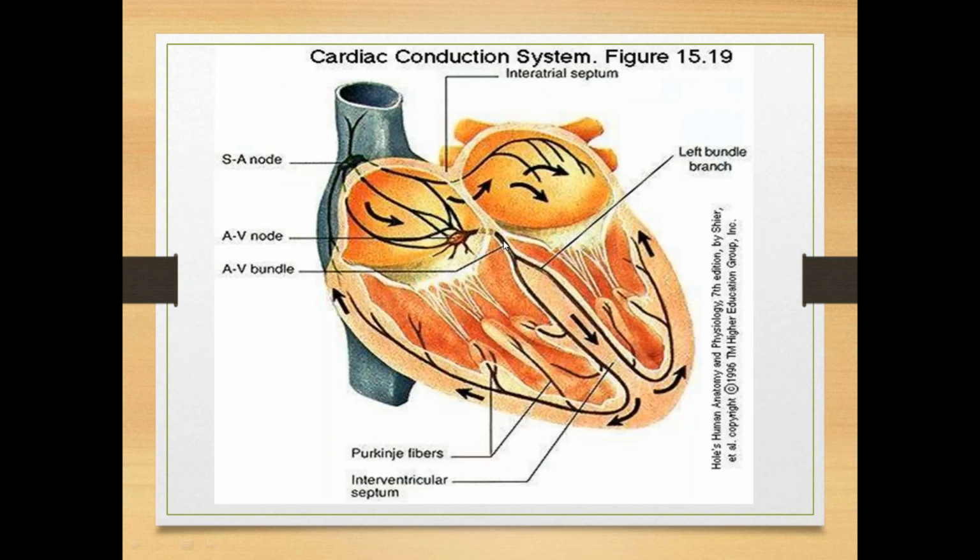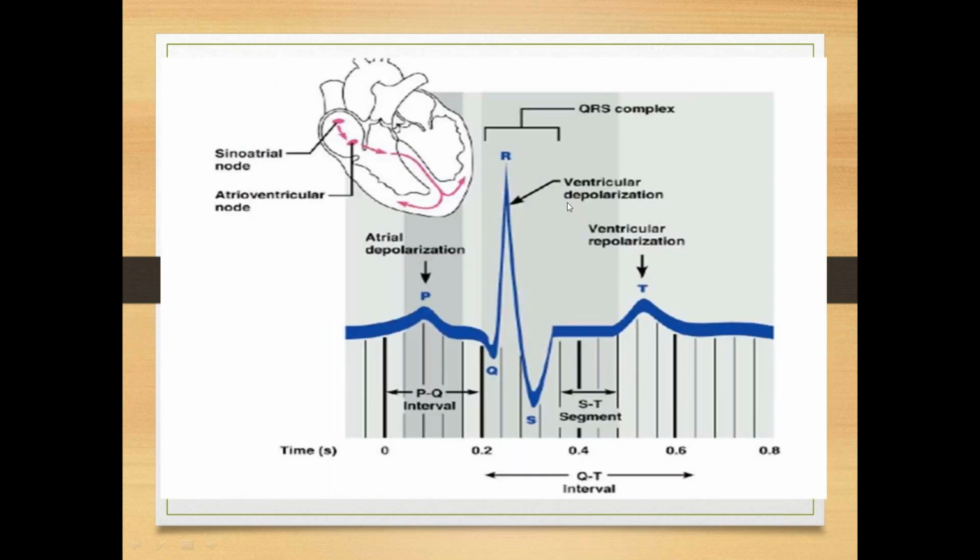We must also know the cardiac conduction system, just to go through. You all know that the impulse originates from the SA node, and from there you can see the AV bundle, or the bundle of His. From there it separates into the bundle branches, goes all the way down the interventricular septum, and ends as Purkinje fibers.